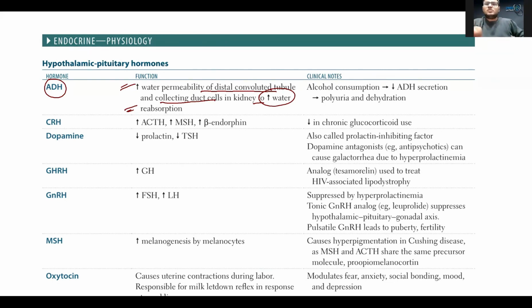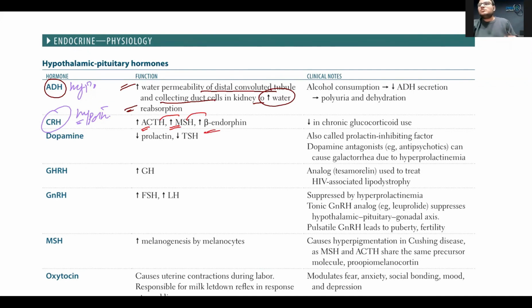Next is CRH, corticotropin releasing hormone. Corticotropin releasing hormone is from the hypothalamus. Okay, produced from hypo, I will write the word hypo, and this is hypothalamus. So they are produced from the hypothalamus. It increases ACTH from the anterior pituitary. It increases MSH from the anterior pituitary. I told you when there is increased ACTH, also this will be increased and this will be increased.